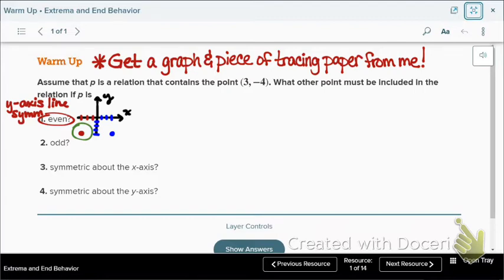What's the ordered pair for that one that I have plotted in red? What was the ordered pair when we reflected it? This original point was at 3, -4. -3, -4. So that's what I'm looking for with part A.